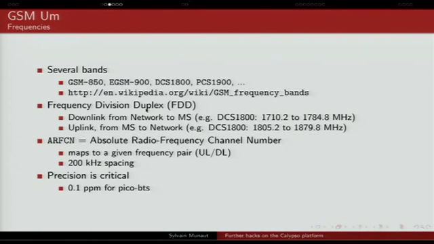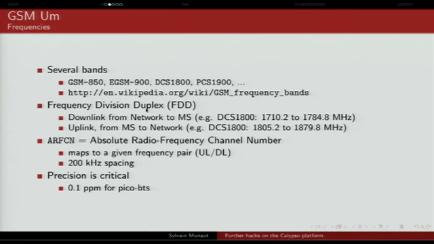Each of those pairs of frequencies is actually attributed a specific number called the ARFCN. So, if I say ARFCN 512, well, it's going to be the downlink on 1805.2 megahertz and the uplink on 1710.2 megahertz. So instead of transmitting an absolute frequency, they just transmit a number.